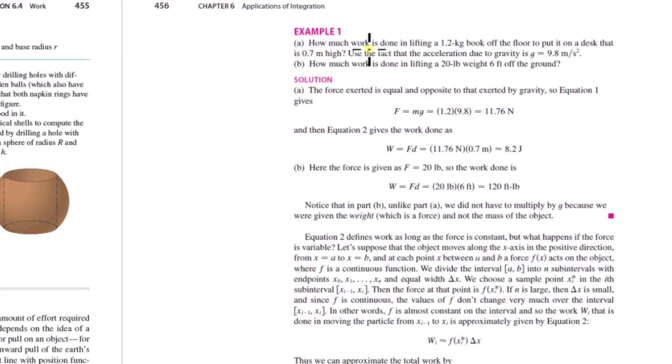And so what happens here is that the weight of objects is constant, because this comes from Newton's law of gravity. The Earth is so enormous compared to all objects on the Earth that the weights are constant. And so whenever you pick the book up and put it on the desk, the force is constant, right? The weight of the book doesn't change.